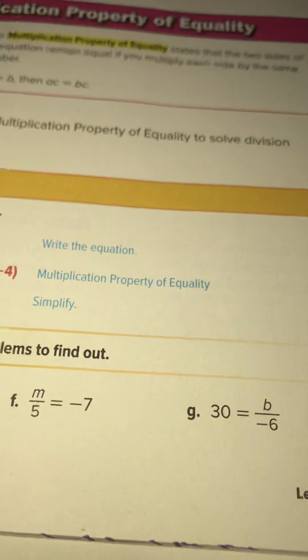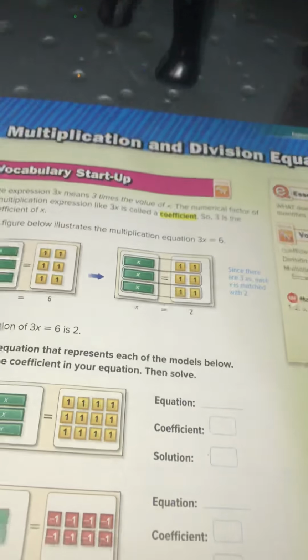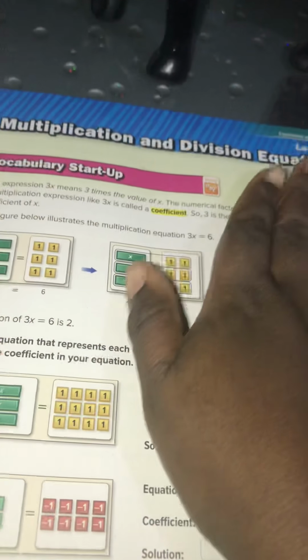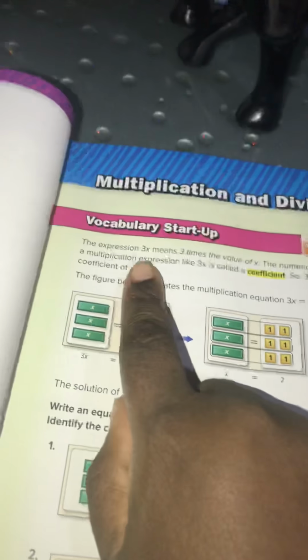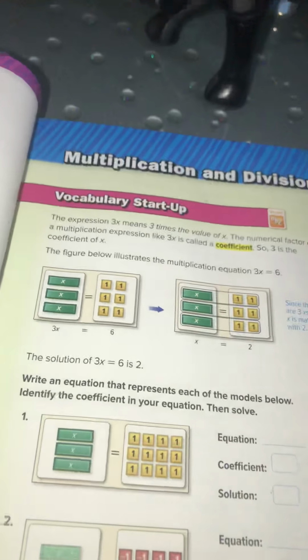Okay, grade 7. This is lesson 2, chapter 6, multiplication and division equations. So in lesson 1, we did add and subtract. Now we're going to do divide and multiply. Okay, so here you need to know what the meaning of coefficient is. You need to know what this property is and what this property is.